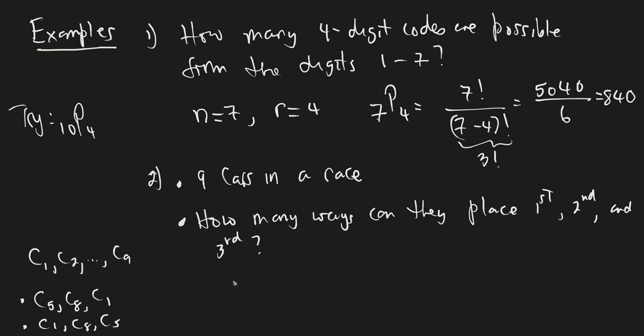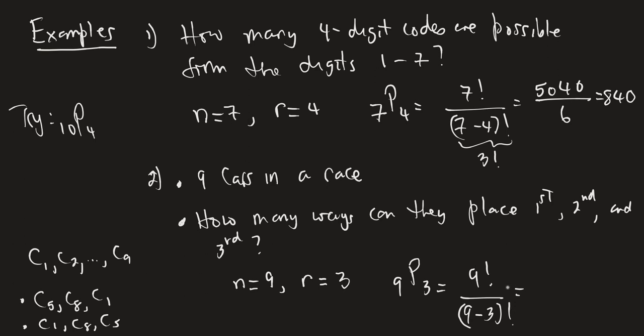Well, in this case, the n is 9 because there are 9 cars in the race. And what you're trying to do is to figure out how many ways you can order them in first, second, or third. So those are 3 slots to be filled, so your r is 3. So we end up with 9P3. So we have 9 factorial divided by 9 minus 3 factorial.